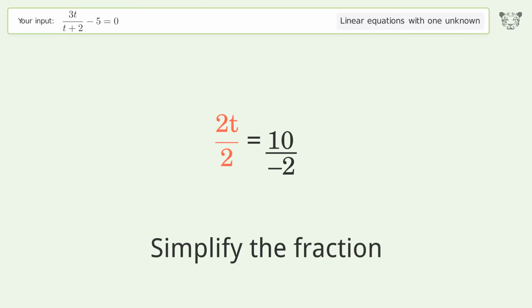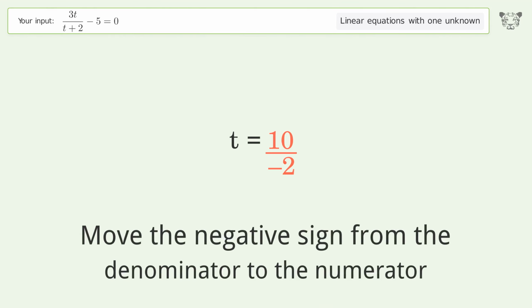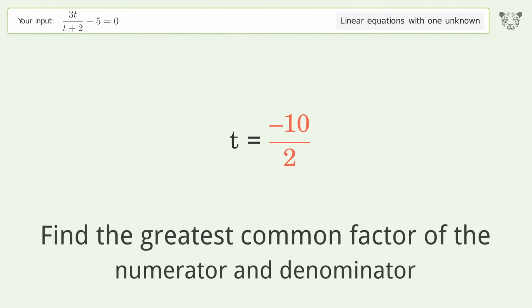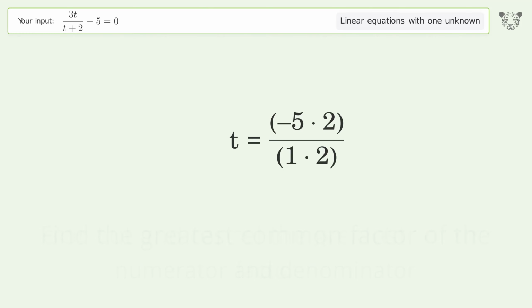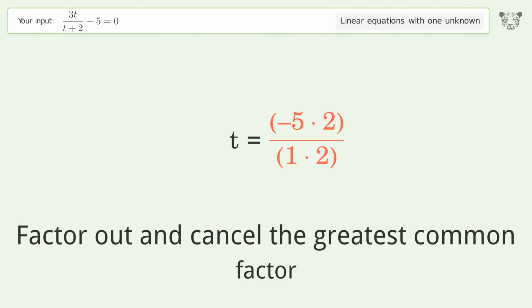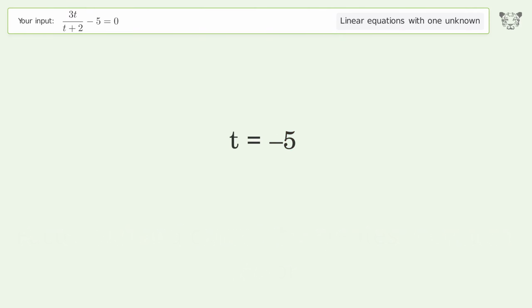Simplify the fraction. Move the negative sign from the denominator to the numerator. Find the greatest common factor of the numerator and denominator. Factor out and cancel the greatest common factor. And so the final result is t equals -5.